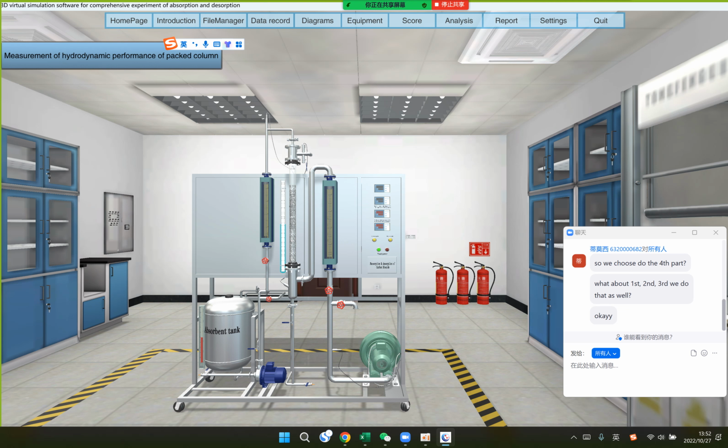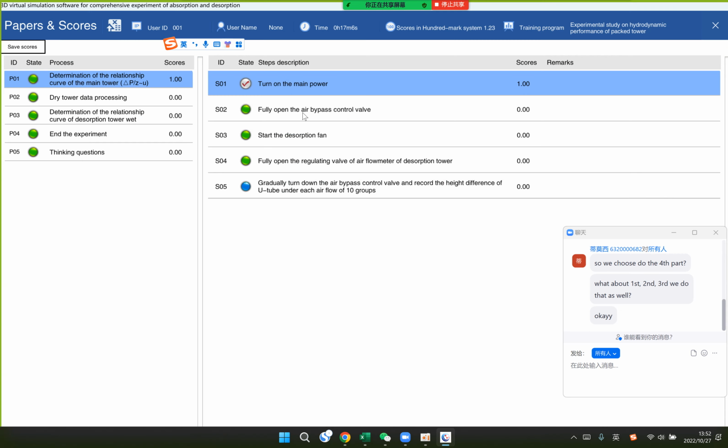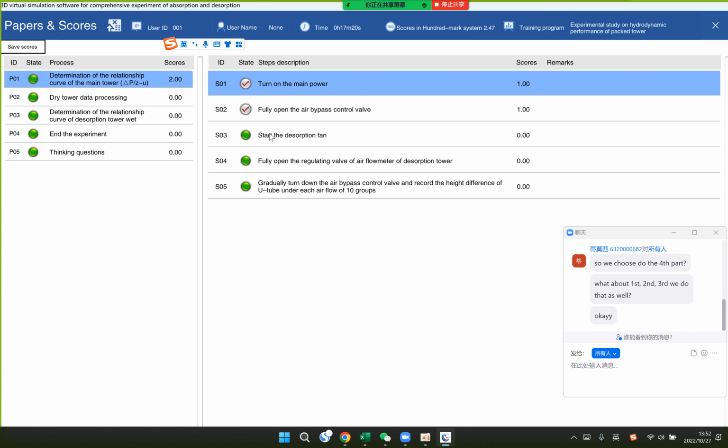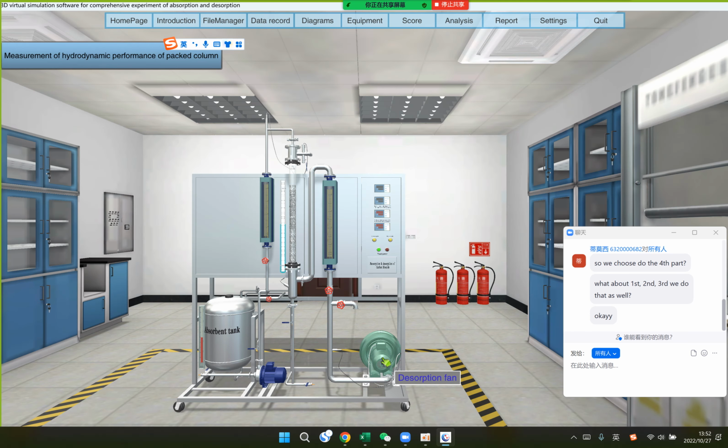So for this case, we have to fully open the air bypass control valve to make sure the pump outlet is fully opened before we start up the pump. So fully open it. Then we will start the fan or start the pump. It's a desorption fan, but actually it's a vortex air pump.